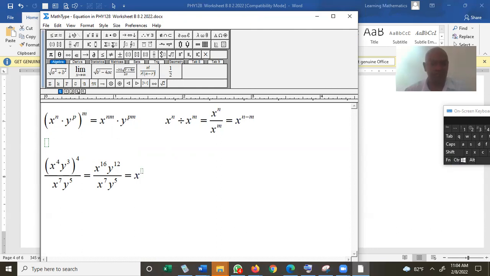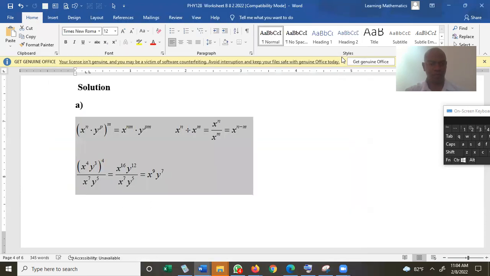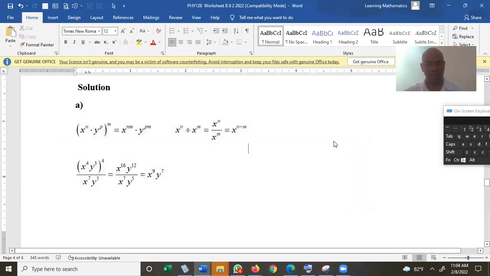16 minus 7 will be 9. 9 plus 7 is 16. And carry the times. y to the 12 minus 5. 12 minus 5 should give us 7, I think. 5 and 7 is 12. Okay. So that would be for part E. All right.